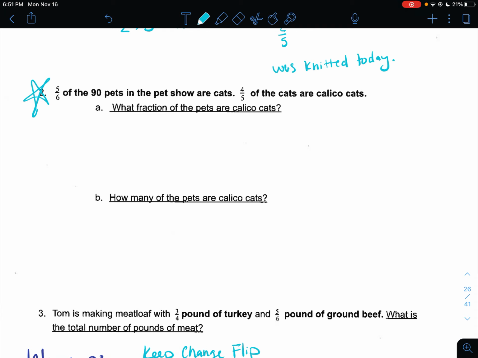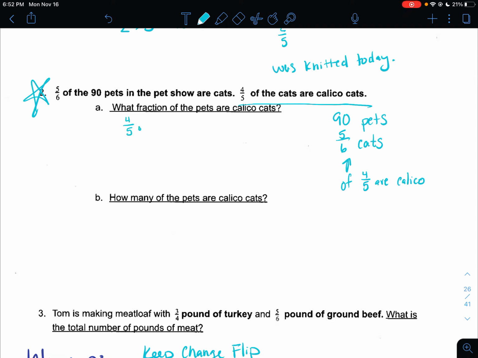So number 2 says that 5/6 of the 90 pets in the pet show are cats. So we know that there are 90 pets, and 5/6 of them are cats. So 4/5 of the cats are calico cats. So of these 5/6 cats, 4/5 of them are calico cats. It's just a specific type of cat. So number A, or the first question, asks, what fraction of the pets are calico cats? So we know that 5/6 of the pets are cats, but of those cats, 4/5 are calico.